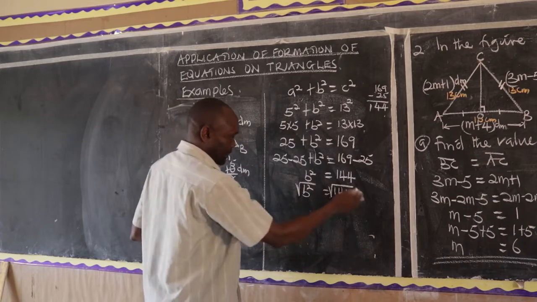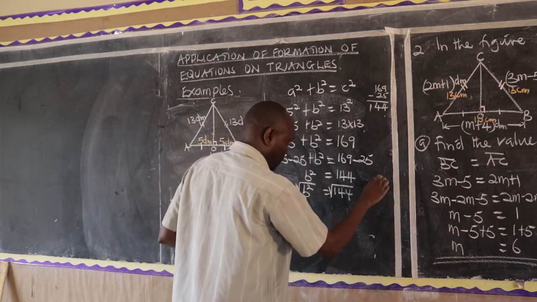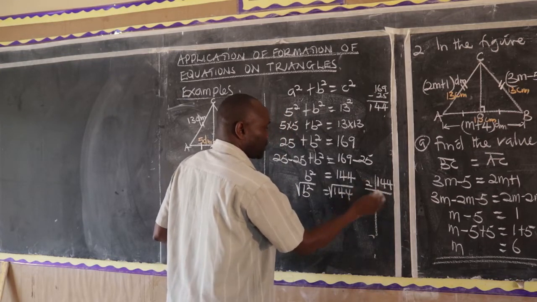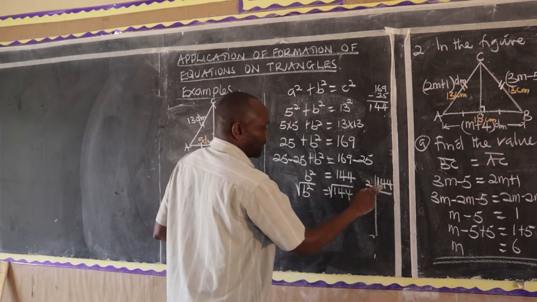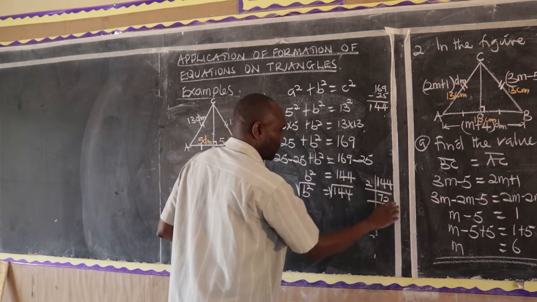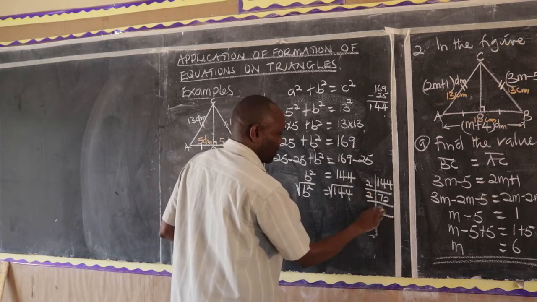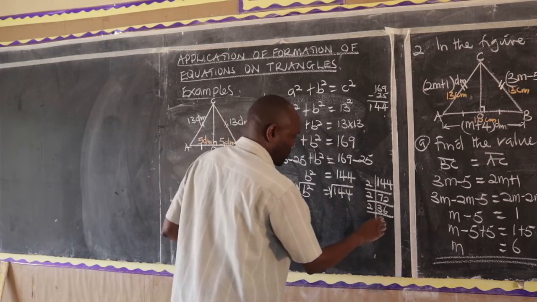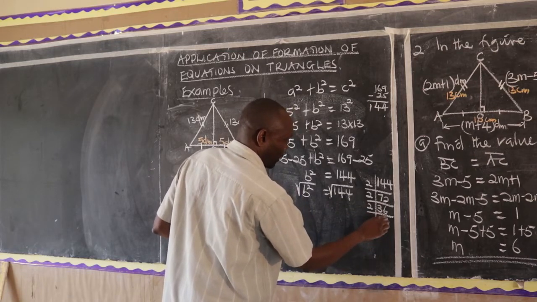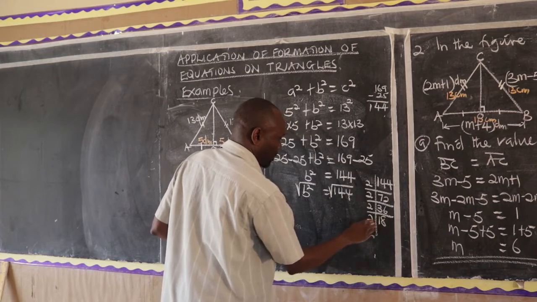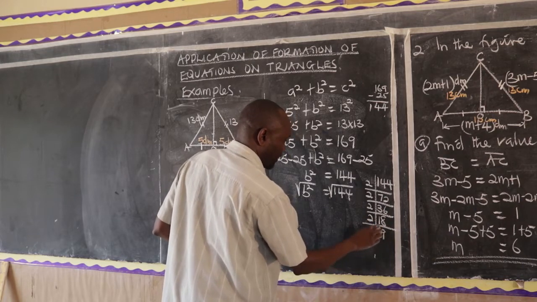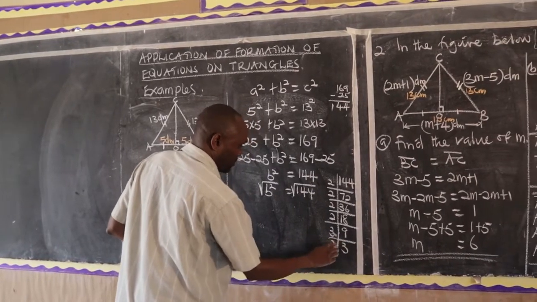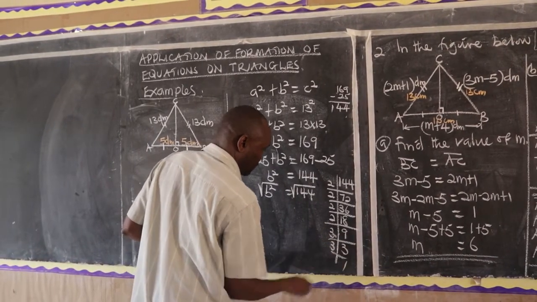Now here, we prime factorize 144. When we prime factorize by 2, that is 72. By 2, we have 36. By 2, we have 18. By 2, we have 9. By 3, we have 3. By 3, we have 1.